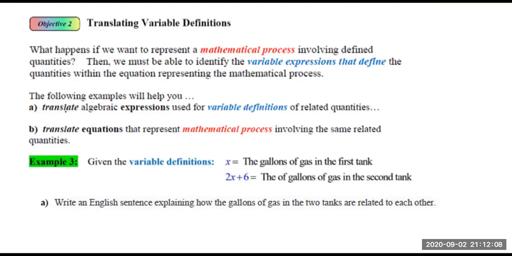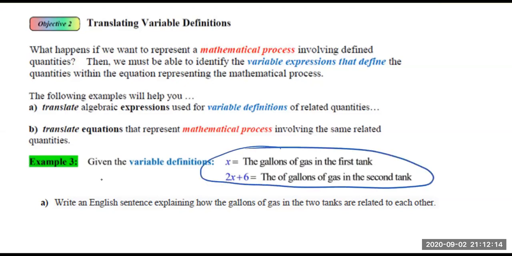So the first thing I want us to do when we see variable definitions like this, and they're defining expressions and what the quantities represent by those expressions, is to understand and interpret what they are. So we can look at this and say, okay, if X is the gallons of gas in the first tank, whatever that is, 2X plus 6 is an expression that represents the gallons of gas in the second tank. Just by looking at this, we know that the second tank has to have more gas in it, because I'm taking X, multiplying by 2 and then adding 6. So of course it's going to be bigger.